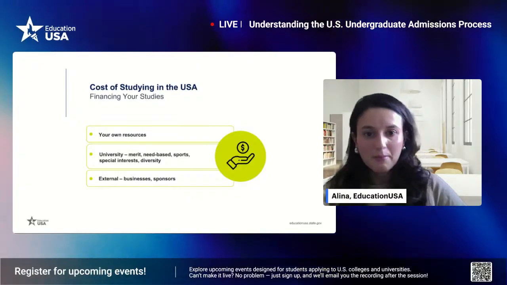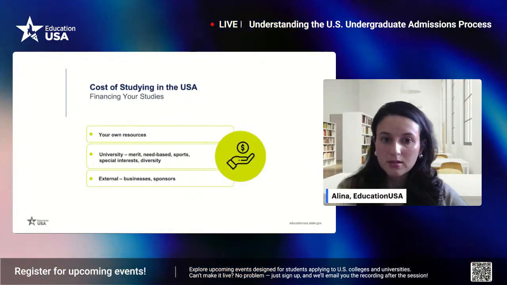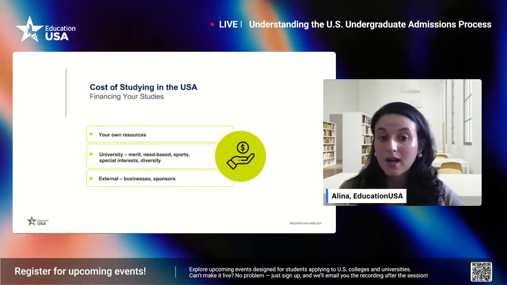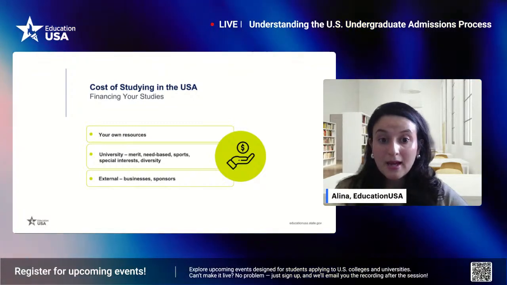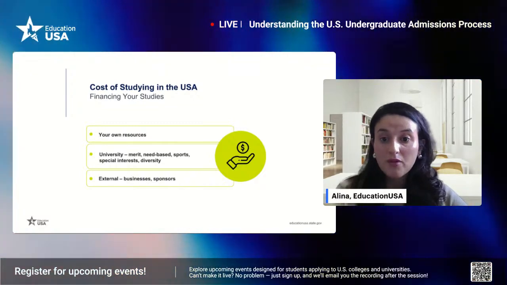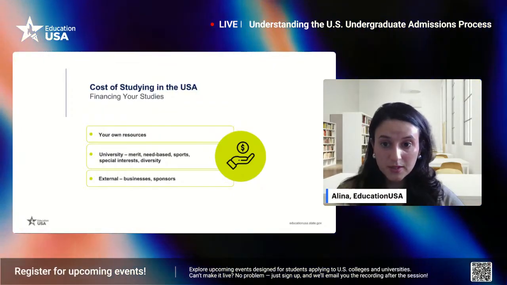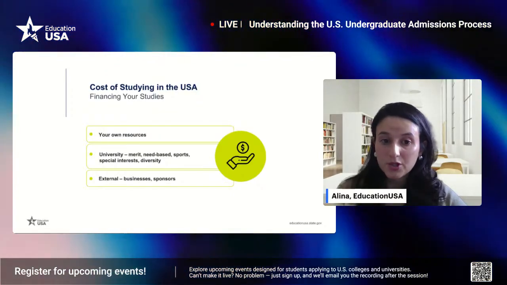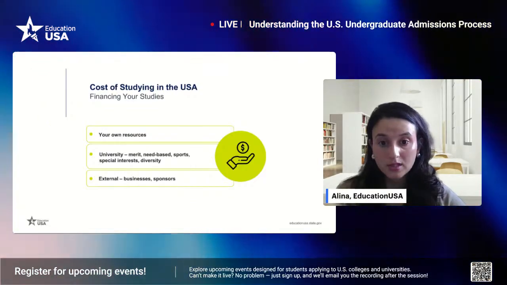And when we are talking about financial aid, you should know that there are 3 options to finance your studies in the US. That can come from your own resources, your family money. Then the university offers merit, need-based, sports, special interest, and diversity scholarships. And there might also be external scholarships, like from businesses, and some of them can come from sponsors.